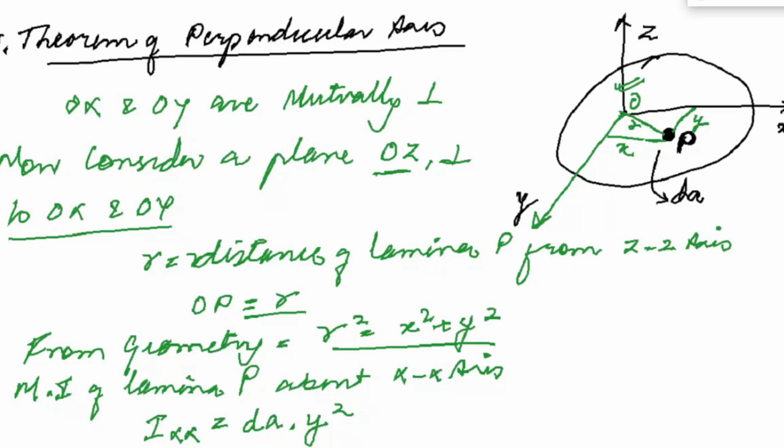And similarly, the moment of inertia about the y-axis will be equal to dA, elemental area, times x square. And then the moment of inertia about the z-axis will be equal to dA times r square. These are the three moments of inertia about three mutually perpendicular axes.